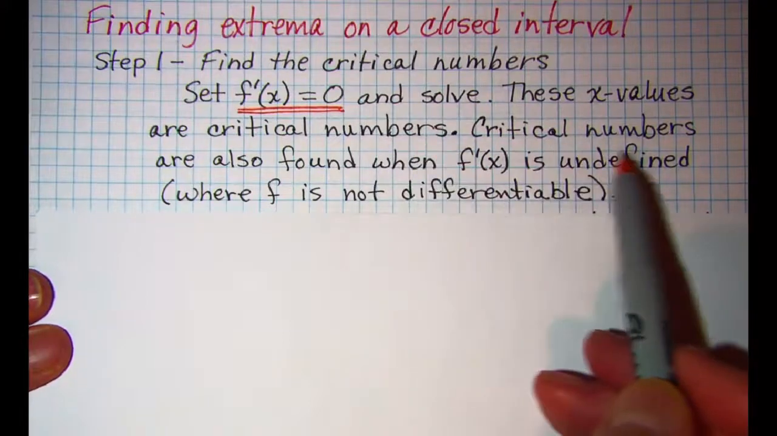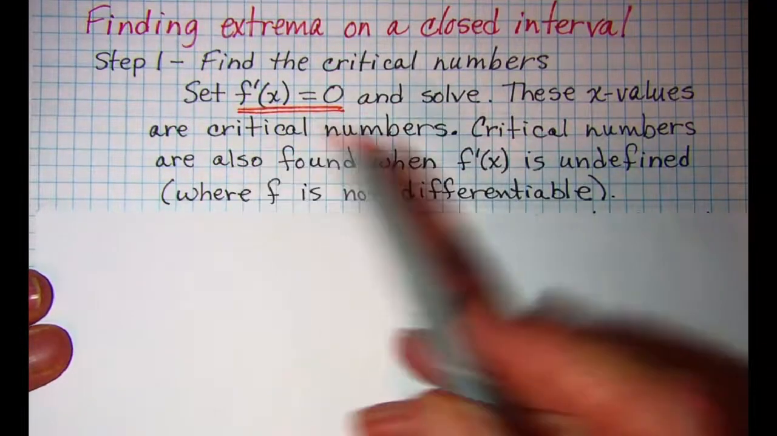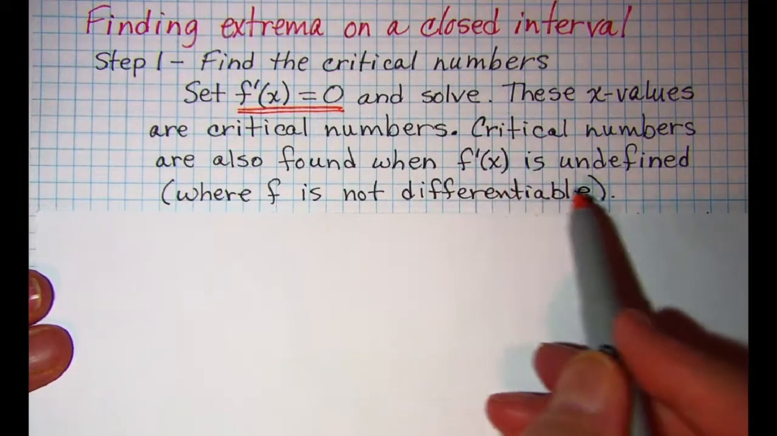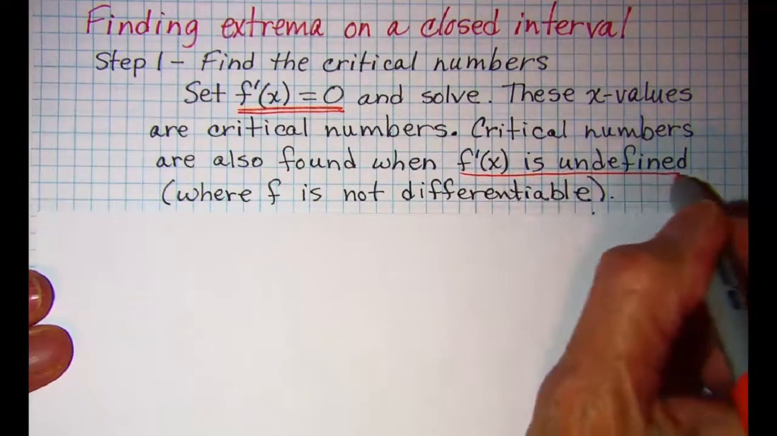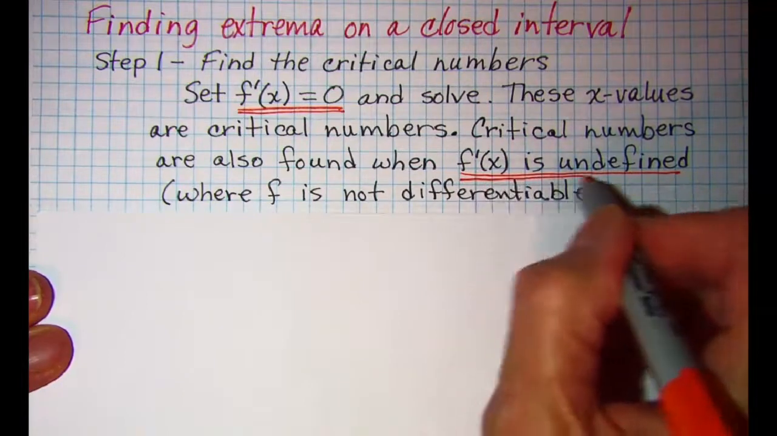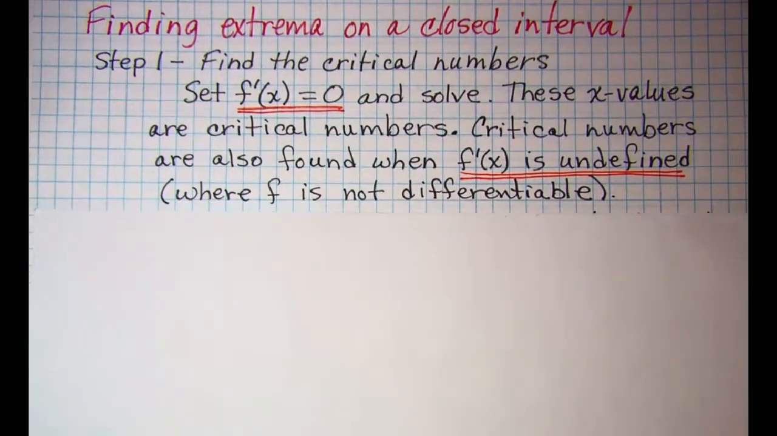Now, critical numbers also occur when the derivative is undefined. So we need to keep in mind that if the derivative is ever undefined, then at that x value, you'll have a critical number as well.